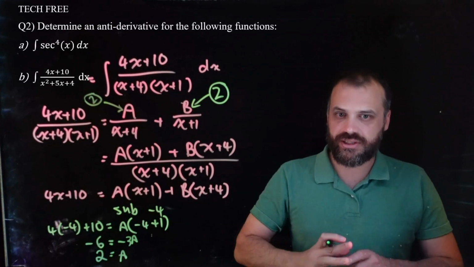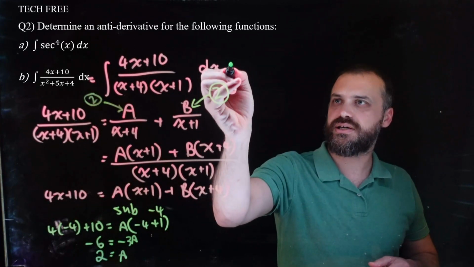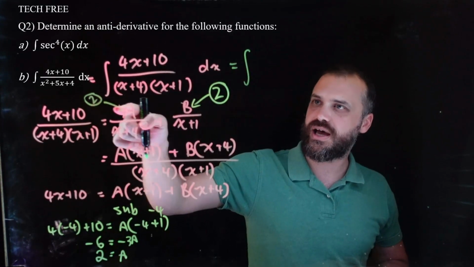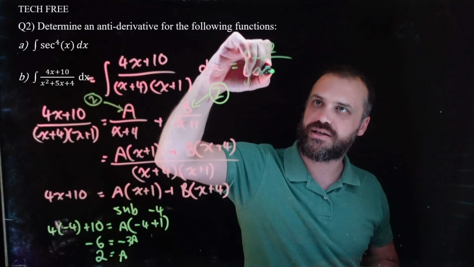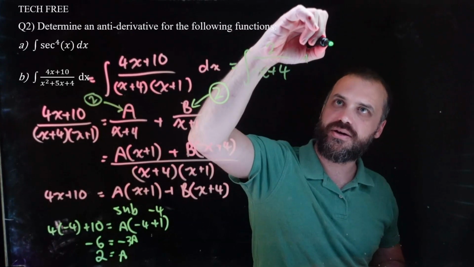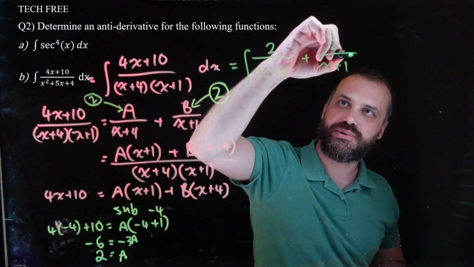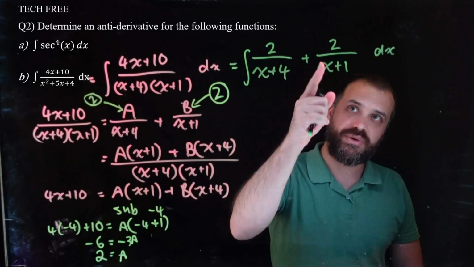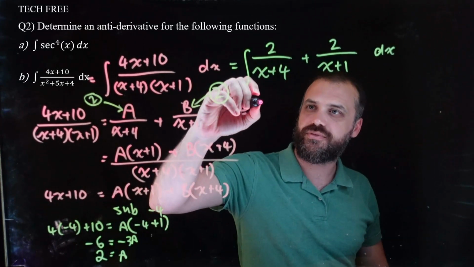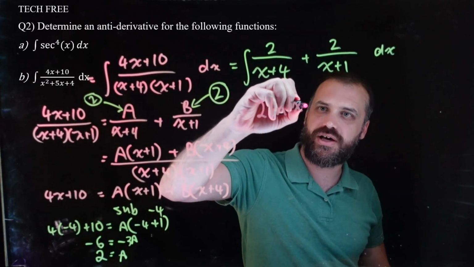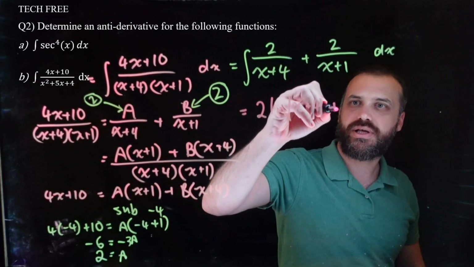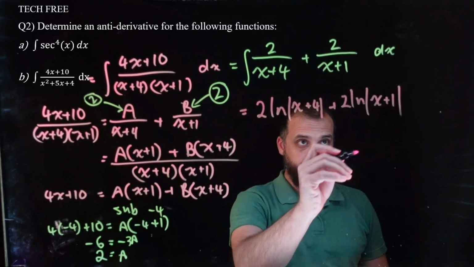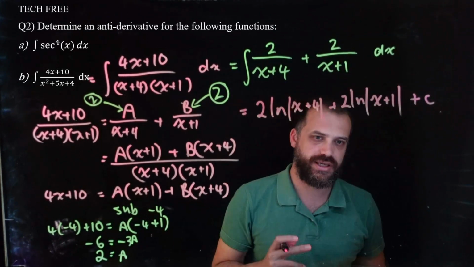Okay, so finally we've got what we need, because we can now say that this integral, we can rewrite this as the integral of a, which is 2 over x plus 4, plus b, which is 2 over x plus 1, all with respect to x. And we can easily integrate that, and we can easily integrate that. We have 2 ln absolute value x plus 4 plus 2 ln absolute value x plus 1. And of course, don't be like me, remember your little plus c on the end.